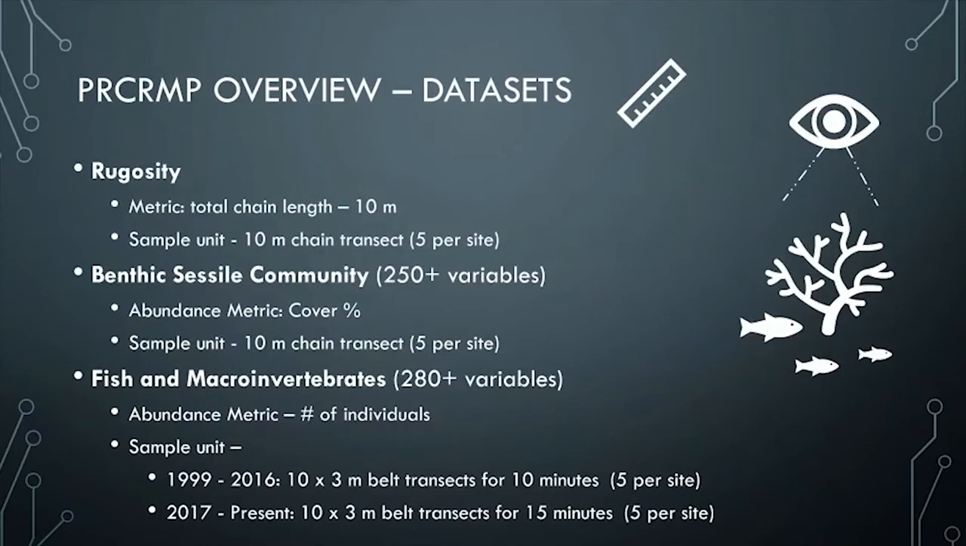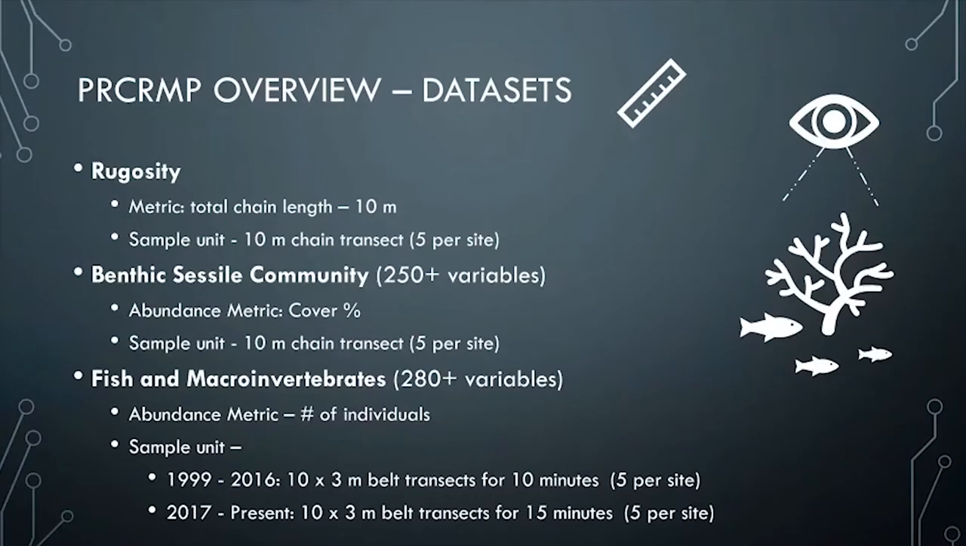There are several data sets that this program produces, which capture the benthic and the fish communities of coral reefs in Puerto Rico. In the data sets, we're going to find data on rugosity, which is a measure of topographic complexity of our reefs. This is measured as the total chain length that is overlaid over the reef bottom minus the total linear length of that transect. It is expressed in units of meters, and there are 5 replicates of rugosity measurements per monitoring station.